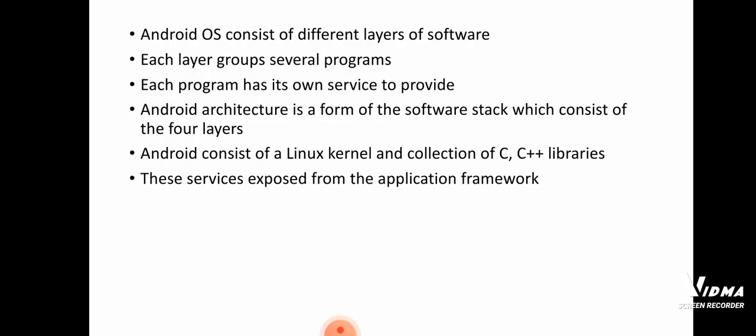Android OS consists of different layers of software. Each layer has several programs, and each program has its own services to provide. Android architecture is a form of software stack which consists of 4 layers.